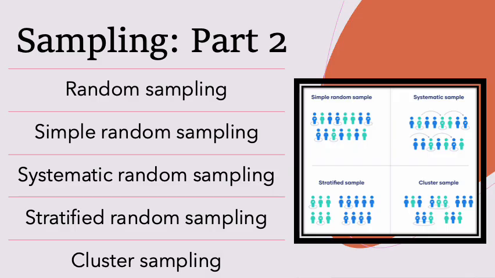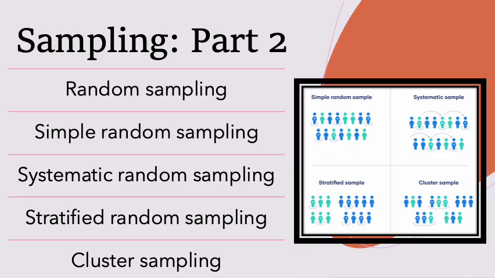Finally, cluster sampling is similar to stratified sampling and is particularly useful when a population is large or when a study covers a large geographical area. A cluster sample begins by dividing the population into different groups, usually based on geographical area, called clusters. And then a certain number of individuals are selected from each cluster.